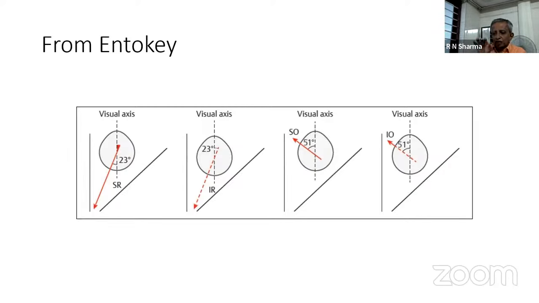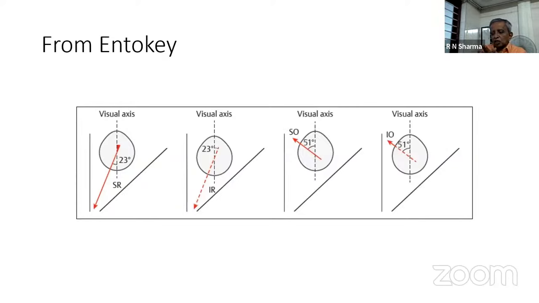Summarizing, inferior rectus will be a depressor, it will be an adductor, and it will be an extorter. Whereas superior rectus was an elevator, was an intorter, was an adductor.